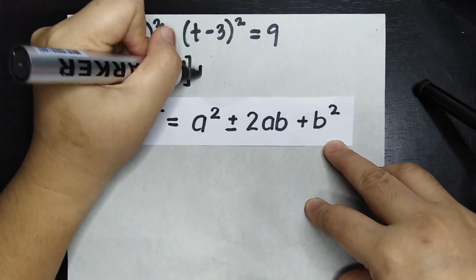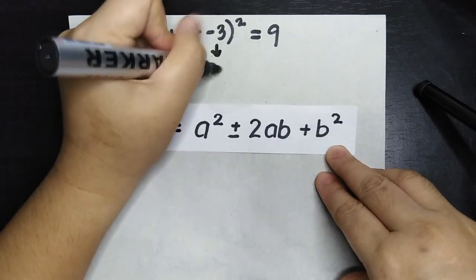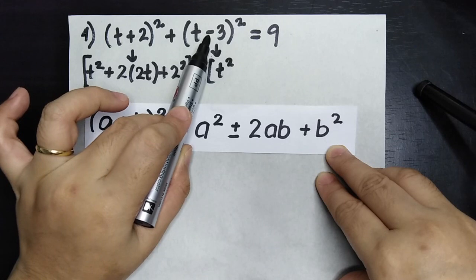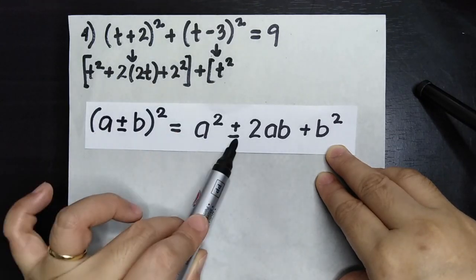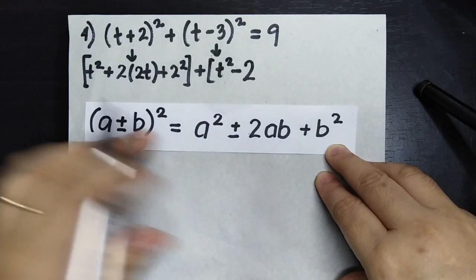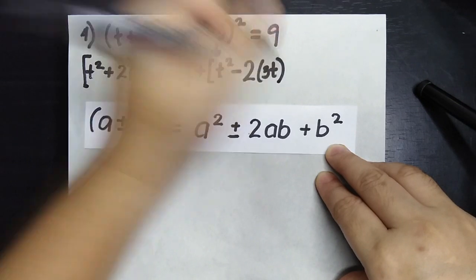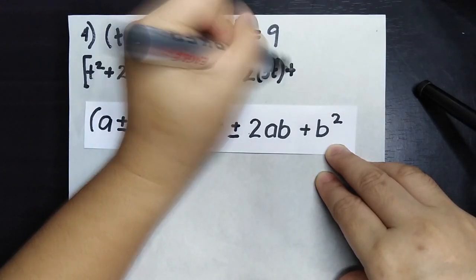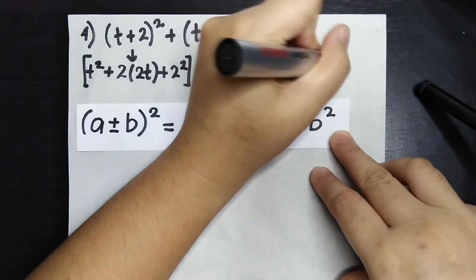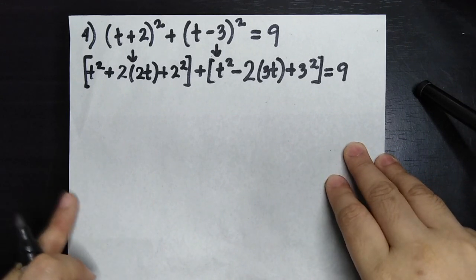And then, adding this, ito naman. So, the first term is again squared. So, t squared. Then, since subtraction, we will also use subtraction. So, minus, and then follow 2. And then, yung product ng 3 and t, so that is 3t. And then, positive 3 squared. And then, lagyan lang natin ng equals 9. So, ayan. We already applied our special product.